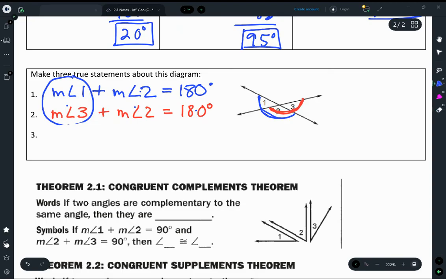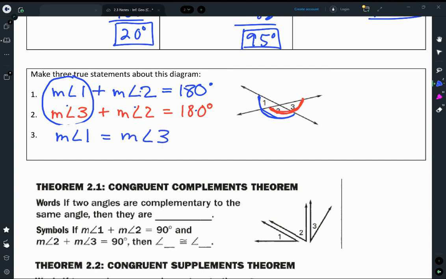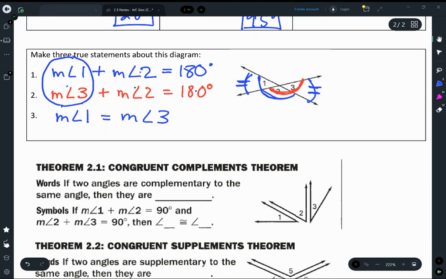So we want to write then that the measure of angle 1 is going to equal the measure of angle 3. So let's think about that again. We took something, we added it to measure of angle 2, and we got 180. So the only thing different about both of those statements are angle 1 versus angle 3. So those have to be equal to each other. So angle 1 over here is going to have to be equal to angle 3. And we're going to look at that in a couple different ways with a couple theorems here.